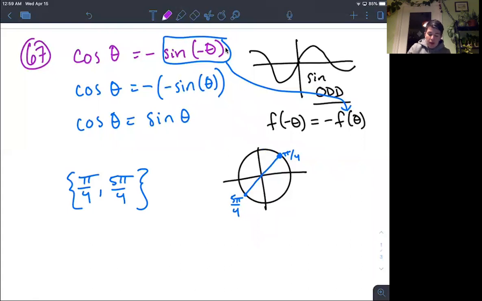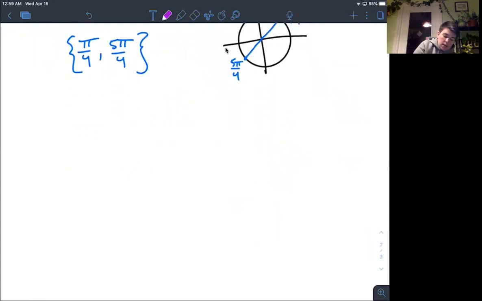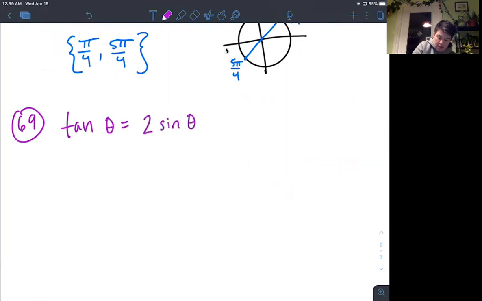Okay. I actually only have one more, and I had planned on showing you this, and then a student asked me also to show it. So it's number 69. The tangent of theta equals 2 times the sine of theta. And I'm sorry, the book doesn't put parentheses, or maybe the book does, and I'm being lazy.